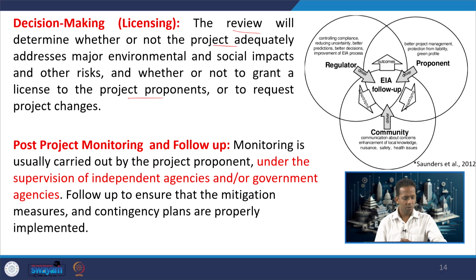And the last one was post project monitoring and follow up. This monitoring component is done by the project proposer or proponent, under the supervision of regulatory bodies or independent agencies or government agencies. This follow up along with the monitoring is to ensure that whatever mitigation measures and contingency plans we had proposed in the EIA report are being properly implemented or not. So, this EIA follow up or project monitoring comes after the decision of approval is obtained for the project. So, that completes the flowchart for stages of EIA.